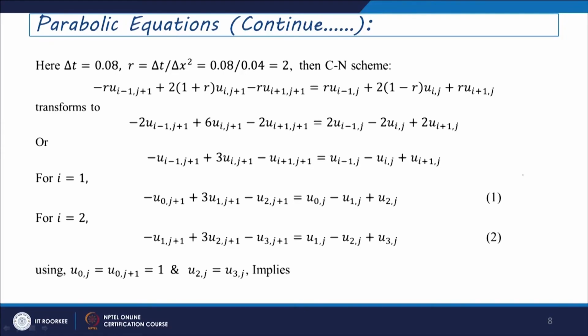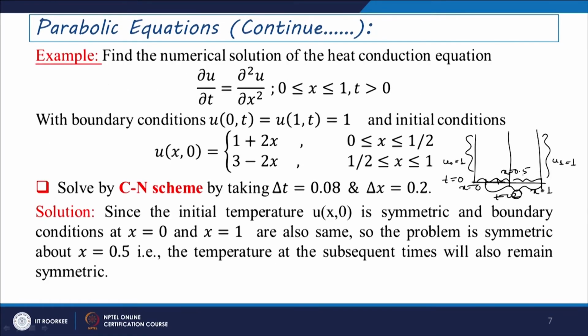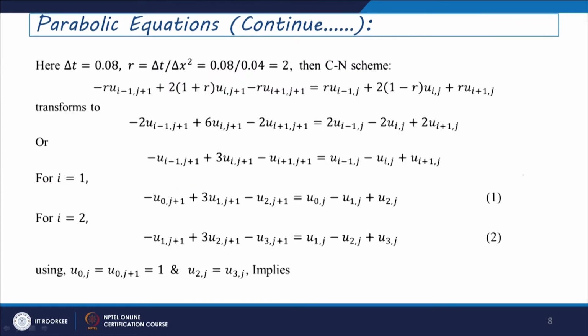For this calculation, del t is given as 0.08 and del x is prescribed as 0.2. So we can write r equals del t by del x square, which is 0.08 by 0.04. The value comes as 2. Using this Crank-Nicolson scheme, it can be written as minus r u i minus 1 j plus 1 plus 2 into 1 plus r u i j plus 1 minus r u i plus 1 j plus 1, equals r u i minus 1 j plus 2 into 1 minus r u i j plus r u i plus 1 j.